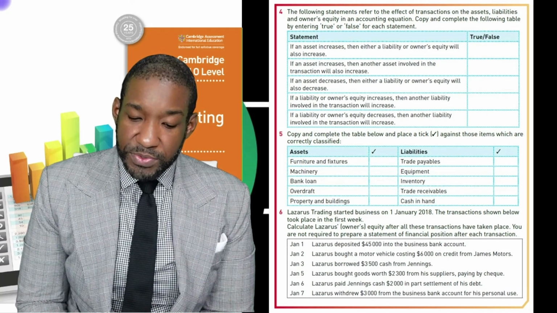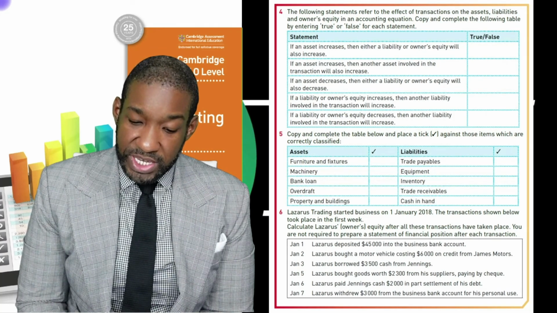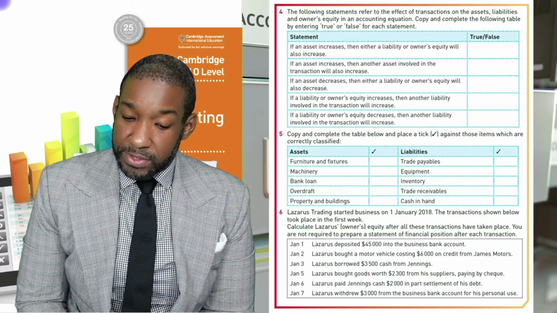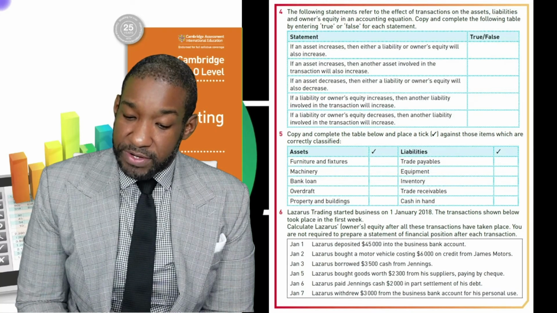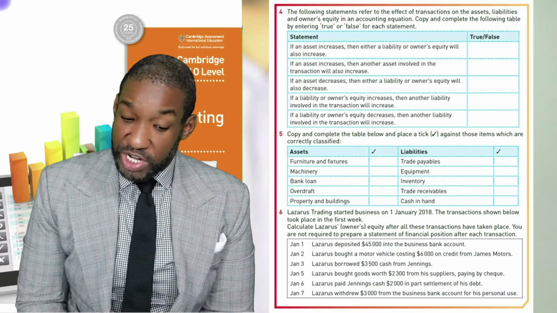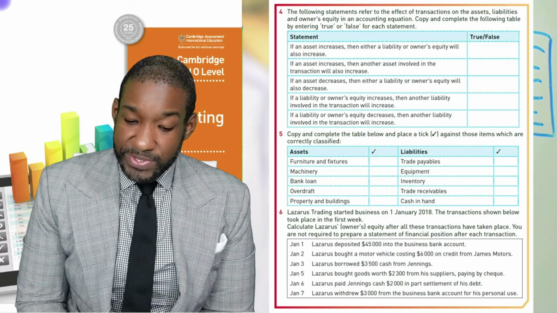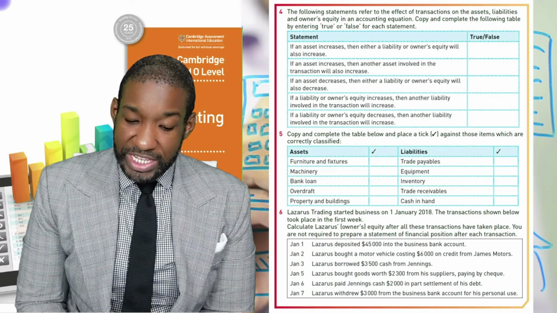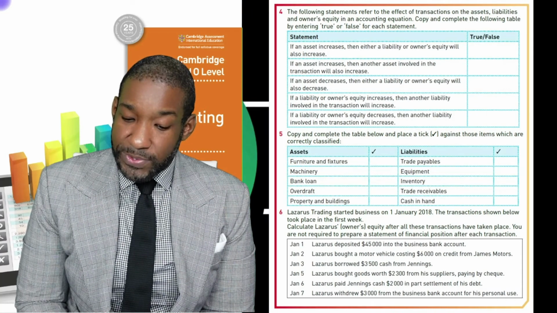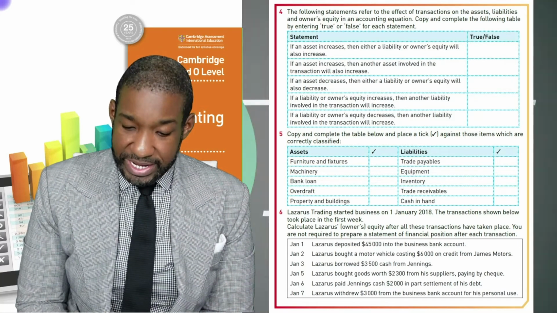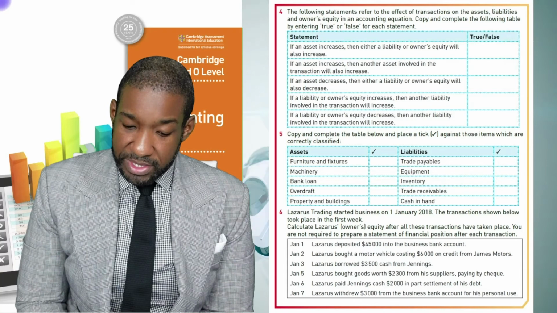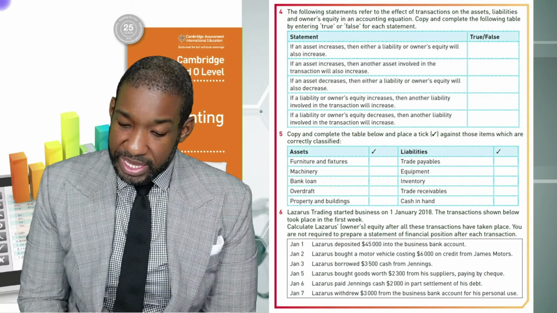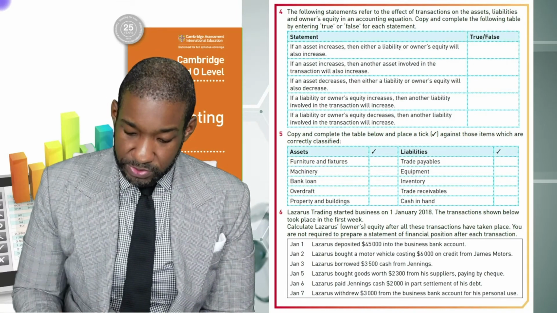January 1st, Lazarus deposited $45,000 into the business bank account. January 2nd, Lazarus bought a motor vehicle costing $6,000 on credit from James Motors. January 3rd, Lazarus borrowed $3,500 from Jennings. January 6th, Lazarus paid Jennings cash $2,000 in part settlement of his debt. January 7th, Lazarus withdrew $3,000 from the business bank account for his personal use.